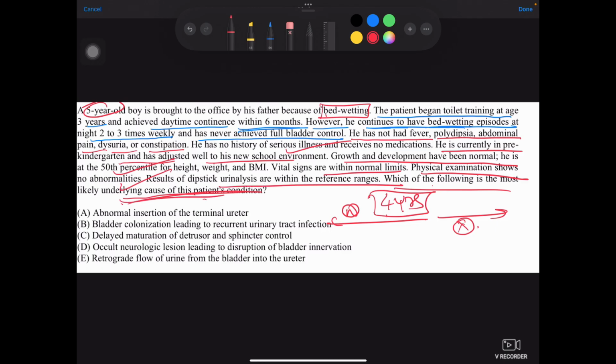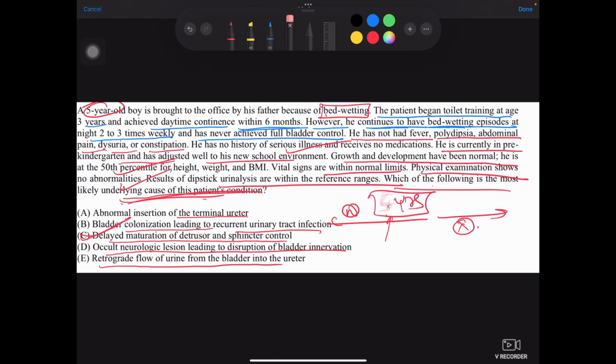See this question, I think the age was 5 years maybe, right? Let's make this 5. The options: abnormal insertion of terminal ureter, bladder colonization leading to recurrent UTI, delayed maturation of detrusor and sphincter control, occult neurologic lesion leading to disruption of bladder innervation, retrograde flow of urine from the bladder. The answer is C.